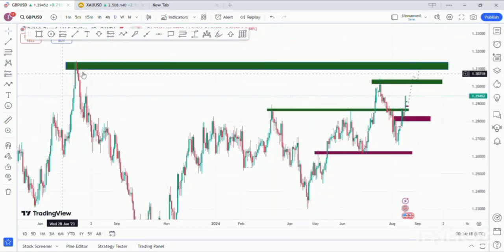You can see that this is the resistance zone, which is very valid. So we're expecting price to continue upward to either retest this resistance zone or possibly break out of it to the next resistance zone, which is very valid right here guys.